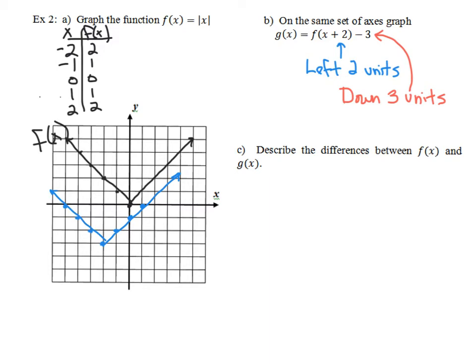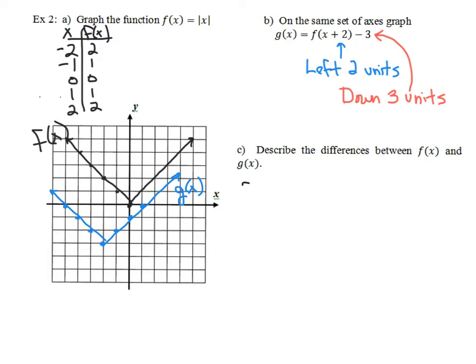So the blue graph is the graph of g of x, the translated graph. Obviously the difference between f of x and g of x is what we've written down already. We're going to go left 2 units and down 3 units. Now let's look at some of the important properties of our graph.